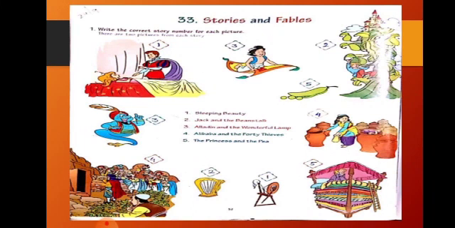Okay, so the first story is related to Sleeping Beauty. In the center of the book you will find the names of the stories. The first one is Sleeping Beauty, second is Jack and the Beanstalk, third is Aladdin and the Wonderful Lamp, fourth is Ali Baba and 40 Thieves, and fifth is The Princess and the Pea. So dear children, let's see the pictures clockwise.